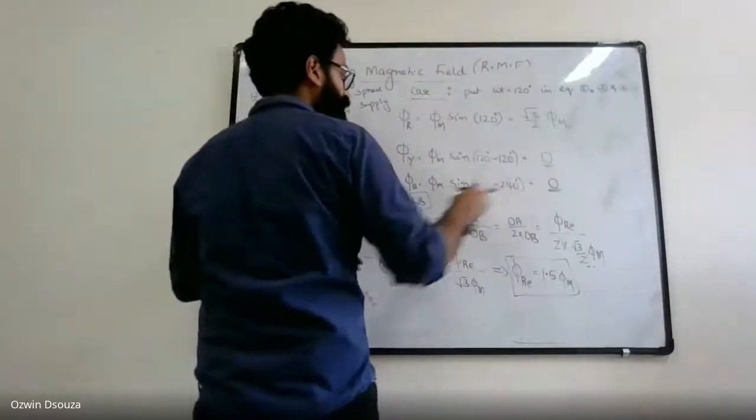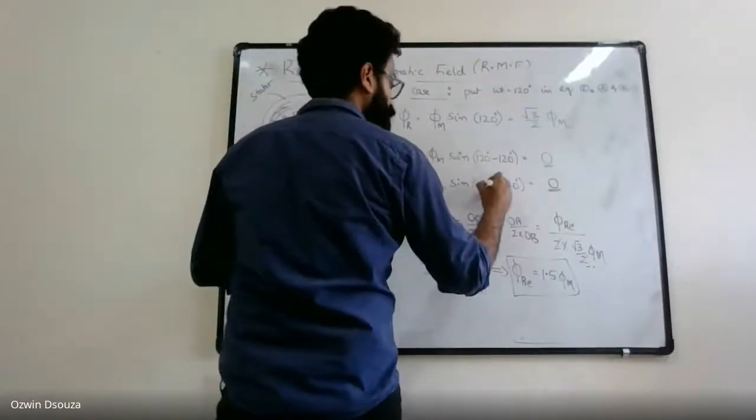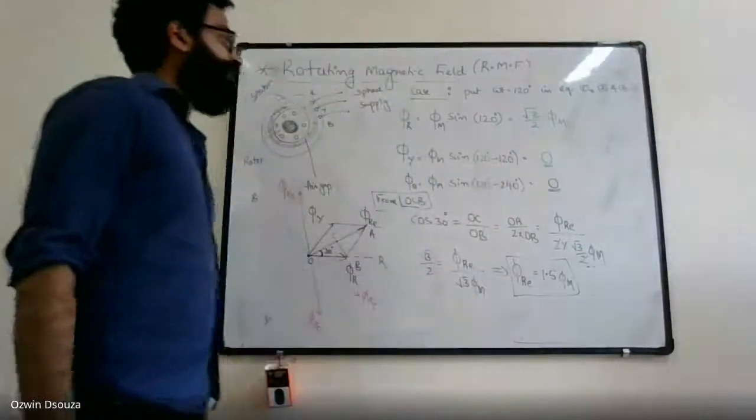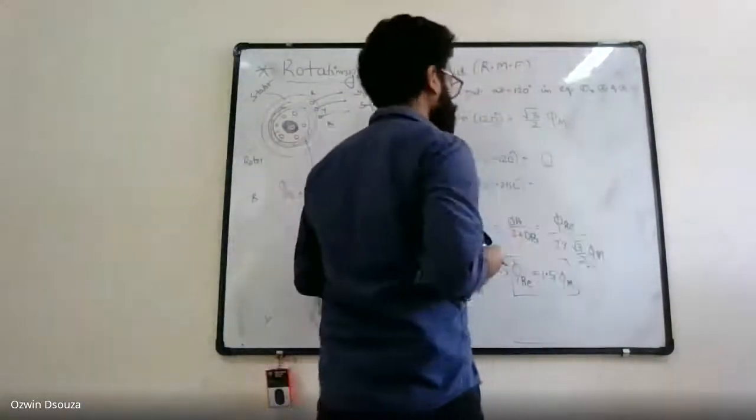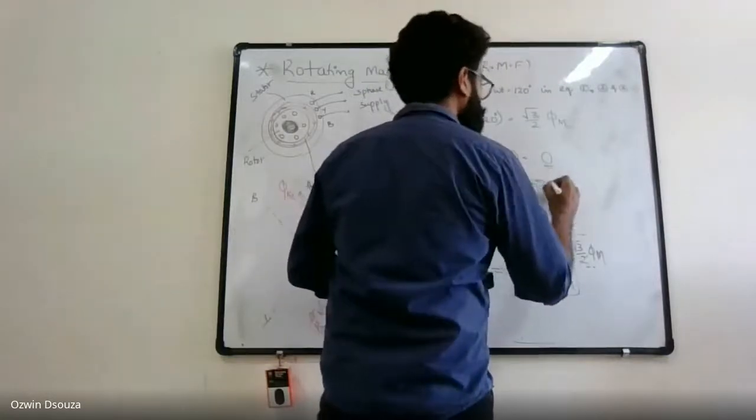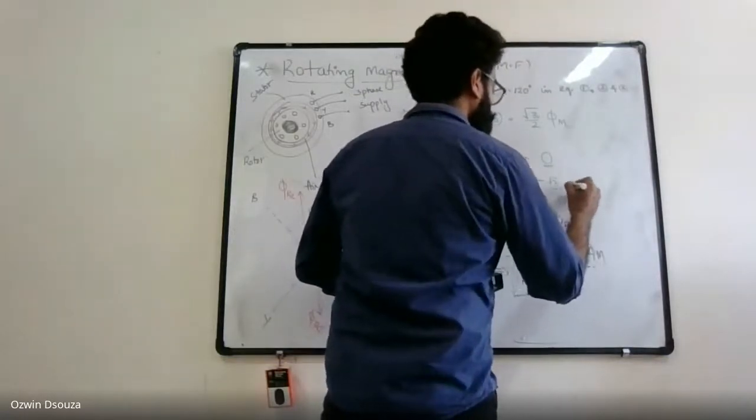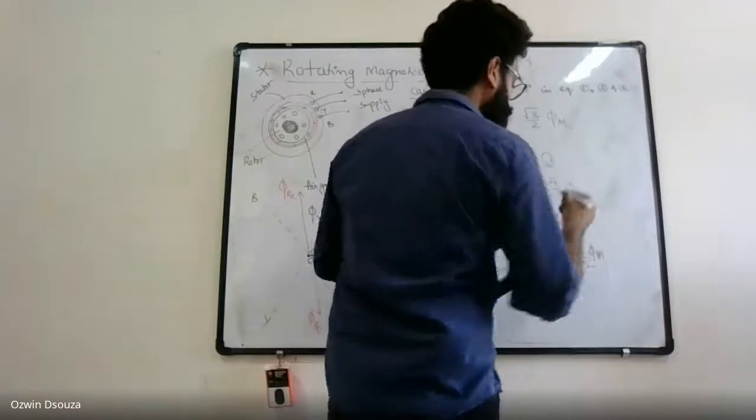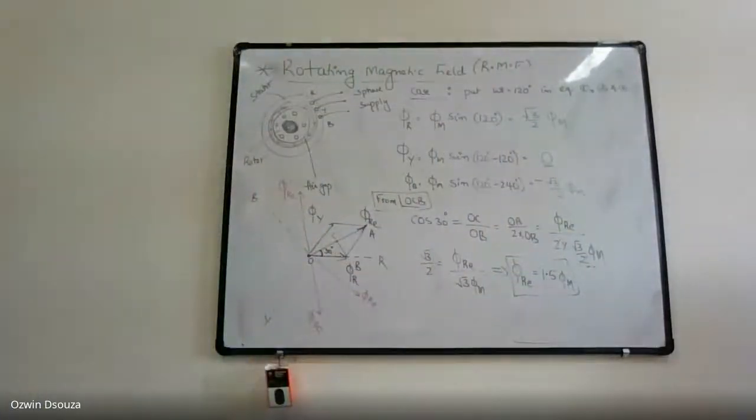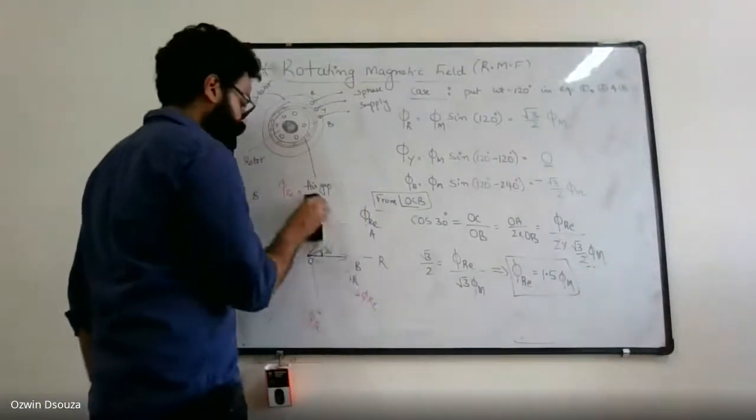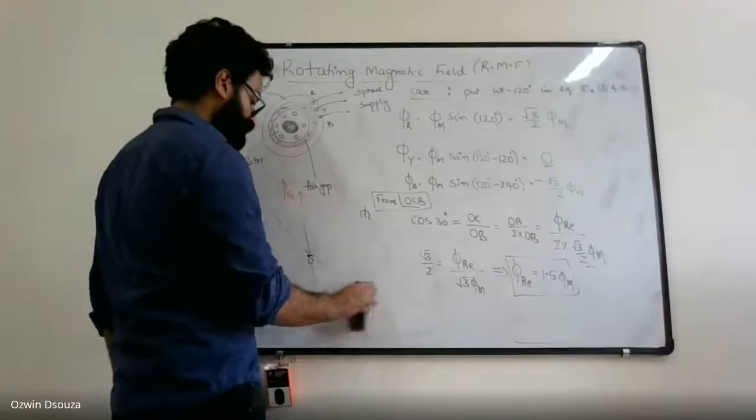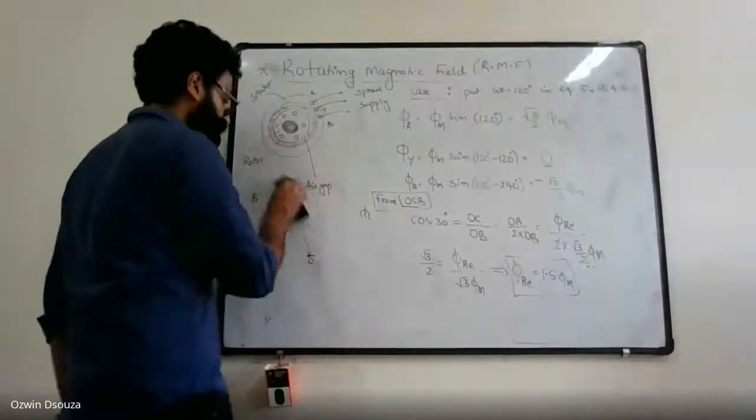And in the third one, 120 minus 240, that is minus 120. Sine of minus 120 is minus √3/2 phi m. Okay. And accordingly, you can redo the resulting vector diagram.